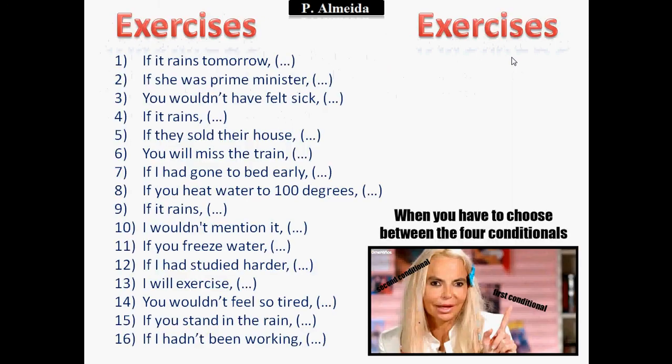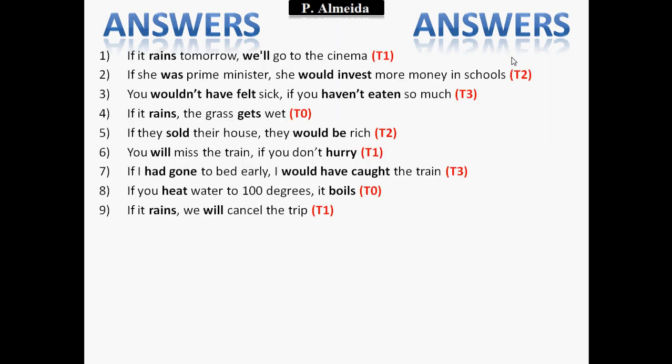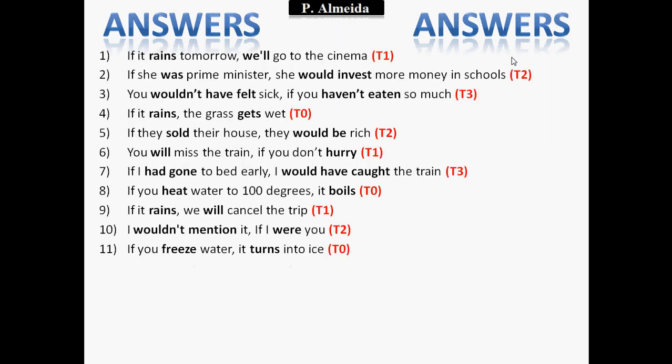Number 11. If you freeze water, so here, sorry, I'm talking in terms of something that is true. If you freeze water, it turns into ice. So that's a type 0 conditional. You could have said, if you wanted, it will turn into ice, and that would make it a type 1, okay?